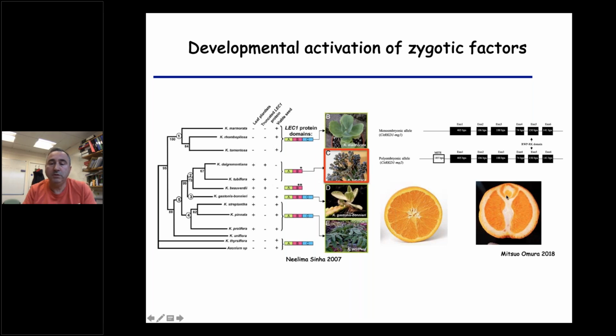So you can imagine like an orange with seeds inside an orange and inside an orange, so polyembryony. And this is work that was done by Mitsuo Omura from Tokyo University a couple of years ago.